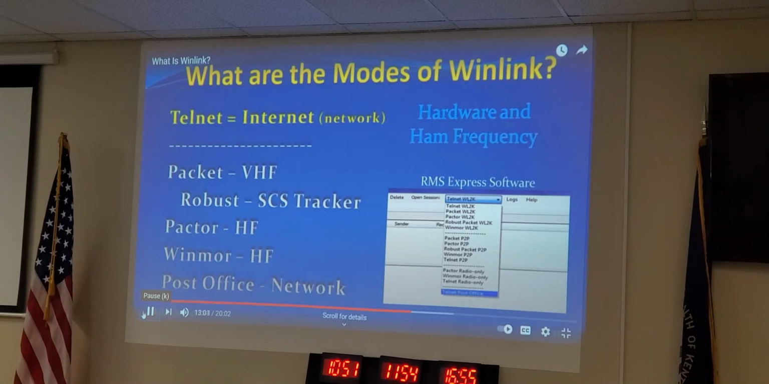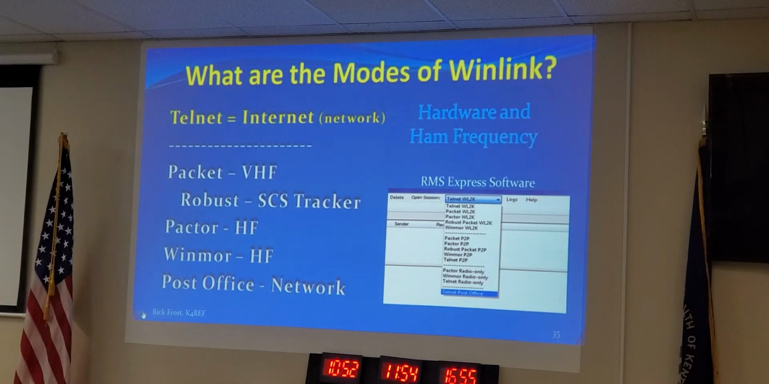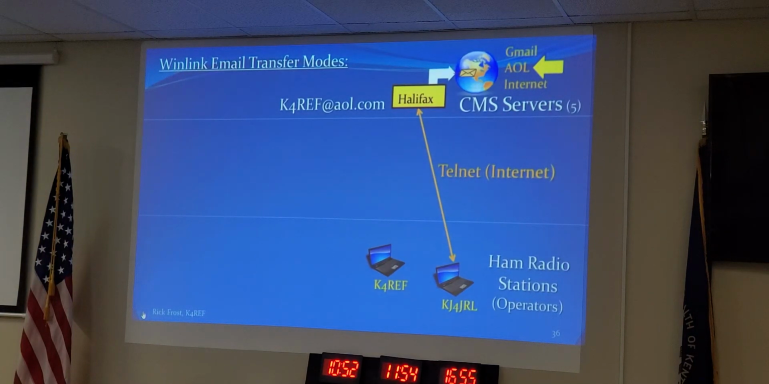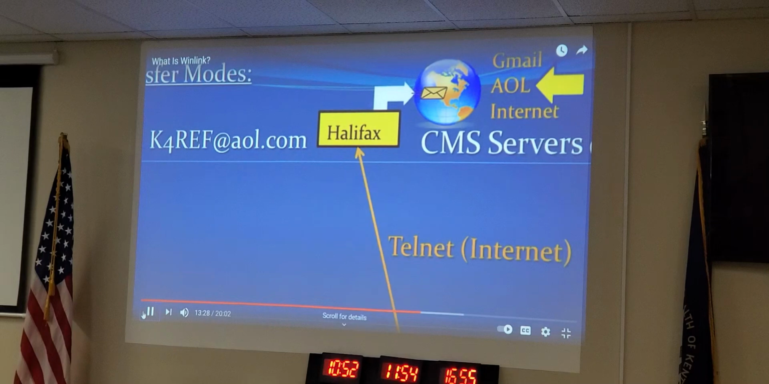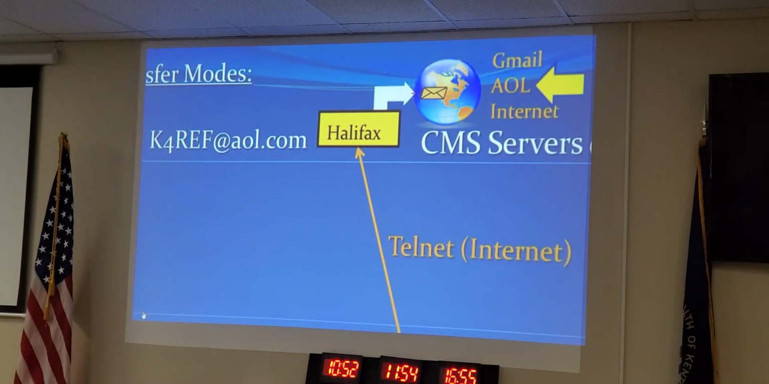The first unique one we want to look at is Telnet. When we say Telnet, what we're really talking about is using a network, or most commonly, the Internet. In this example, my friend John, KJ4JRL, wants to send an email to my AOL account, but he wants to use the Winlink system. Remember, up to here, where it says Halifax, he just uses RMS Express. That's just the internet cloud. It's a Telnet connection to the Halifax CMS server. The email goes there, and then it goes out on the internet and to my AOL account.